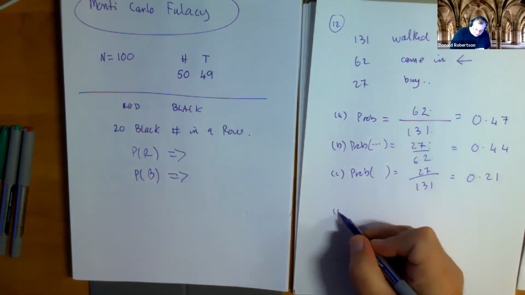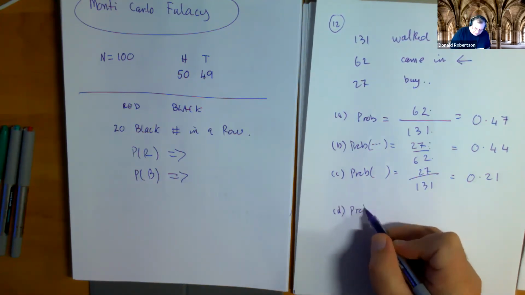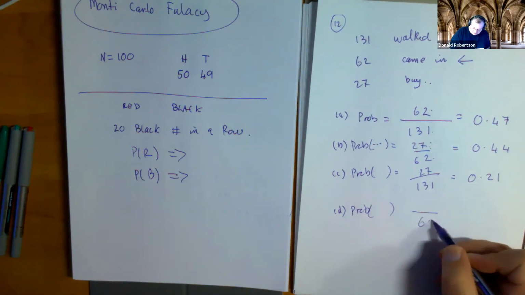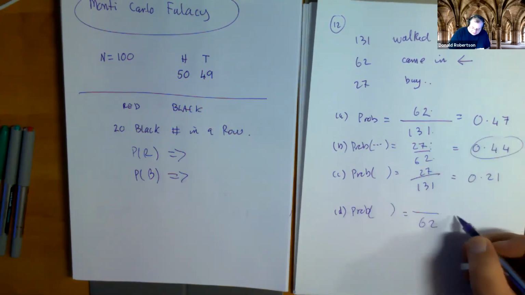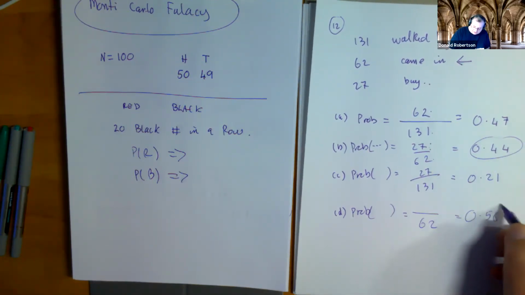And then D says, what's the probability that someone who walked into the store, so that's 62, doesn't buy something? Well, if that's how many did, wouldn't that be how many didn't?